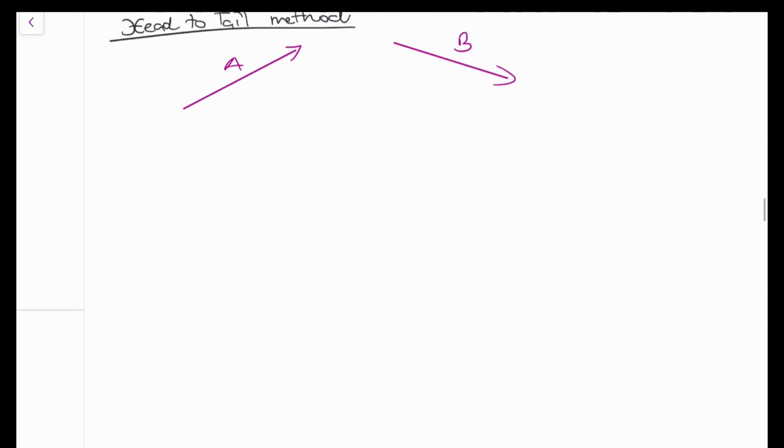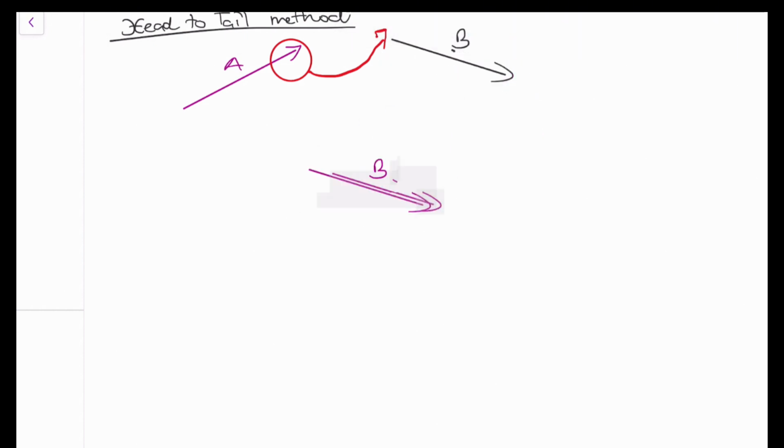Then if you join them head to tail, you're going to take the head of this vector and join it to the tail of that other vector. So let's take vector B as it is. Okay, so you have vector B over here. Then we're going to take vector A as it is, and we're going to join it head to tail.